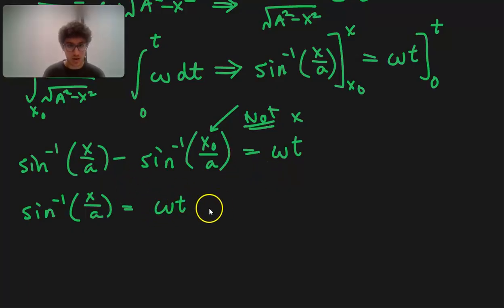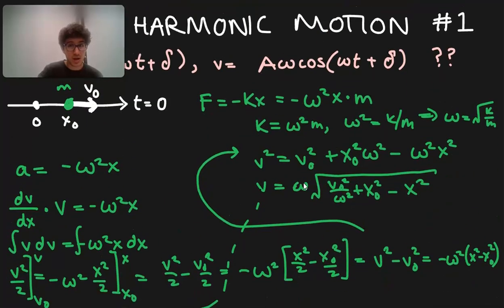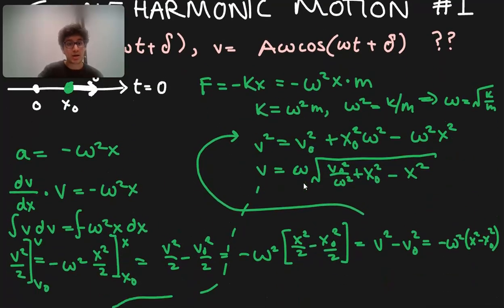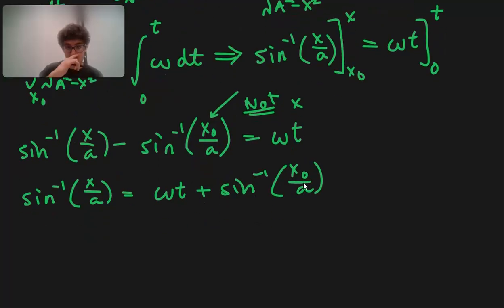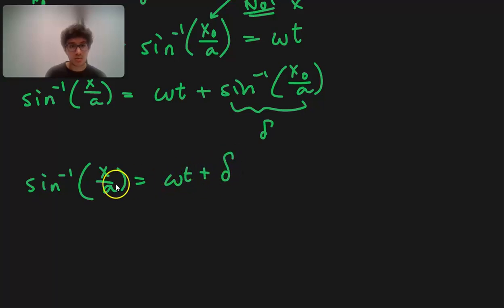Anyhow, we have this omega t plus arc sine of x naught over a. This one you can probably recognize. Actually, if you go all the way back up to the form, you can probably guess where I'm going with this. But you're going to let arc sine of x naught over a just equal delta. So now we have sine inverse of x over a is equal to omega t plus delta. We take the sine of both sides. We get x over a is equal to sine of omega t plus delta.